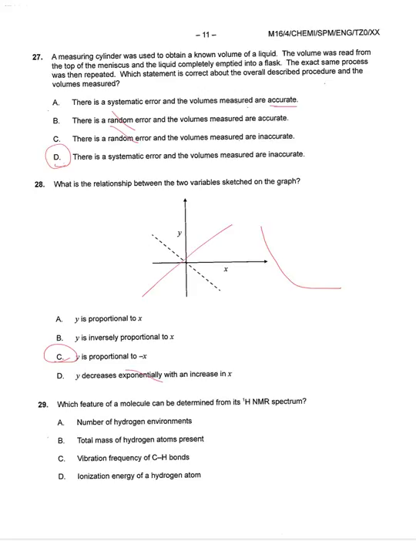29, which feature of a molecule can be determined from its proton NMR spectrum? And that is your number of hydrogen environments.